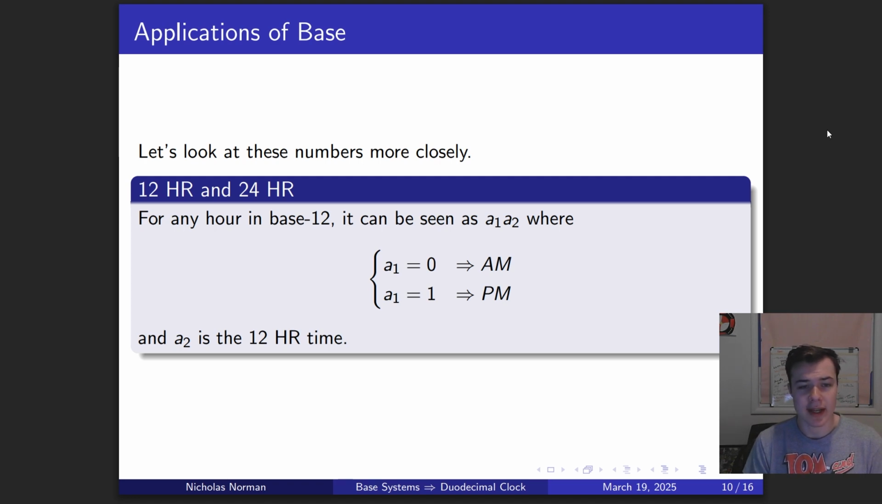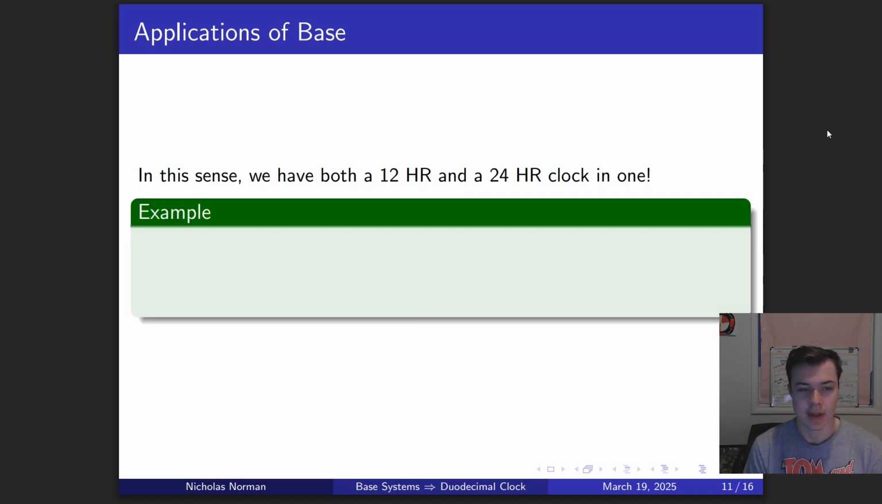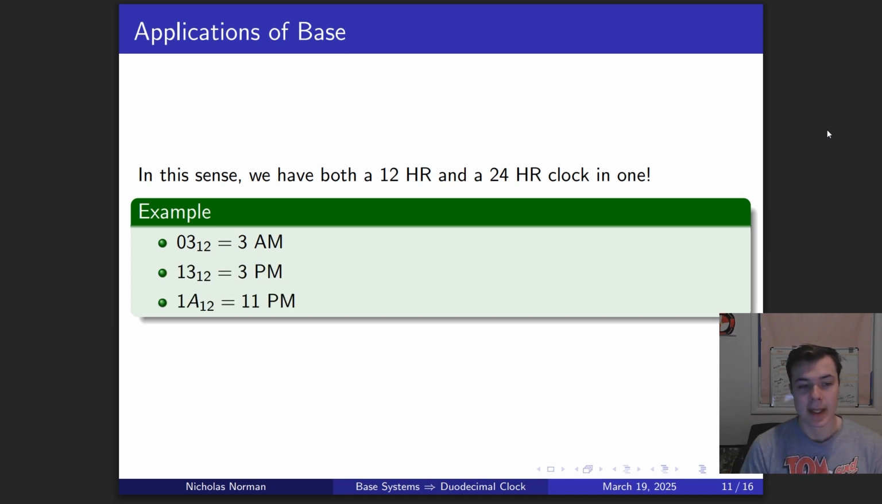And what's cool about these is that in base 12, you have 2 digits. The first digit is going to tell you whether it's AM or PM. And then the second digit is going to tell you the actual 12-hour time. So we can see, at 03 in base 12, the 0 tells me it's AM, the 3 tells me it's 3 AM. So in this case, 13 is 3 PM. 1a, the a is 11, and the 1 tells me it's PM. So in a sense, this is both a 24-hour and a 12-hour clock in one, because there's no separation of AM and PM. That is an inherent property of the first digit.